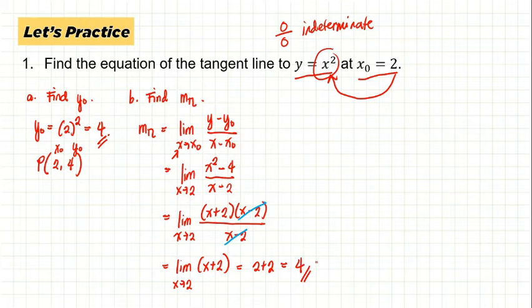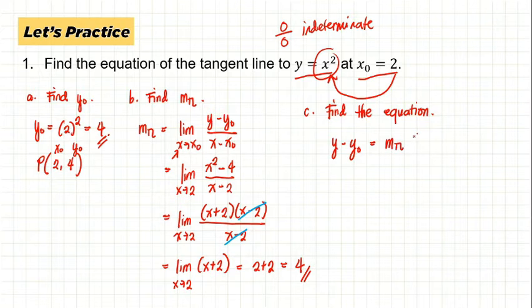So we already have the value of the slope of the tangent line. Next, we can now solve for the equation of the tangent line. So find the equation, and we will apply the formula: y minus y sub o equal to m sub TL times the quantity x minus x sub o. So we just need to substitute x sub o, y sub o, and m sub TL. And from our calculations, we will have y minus y sub o is 4, and we have m sub TL is also 4 times the quantity x minus x sub o is 2.